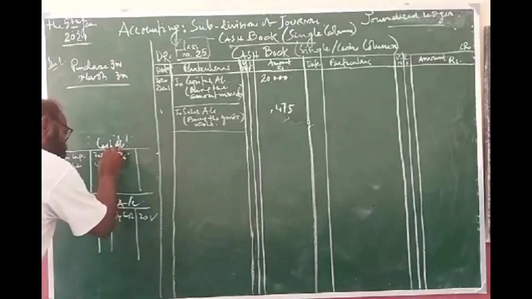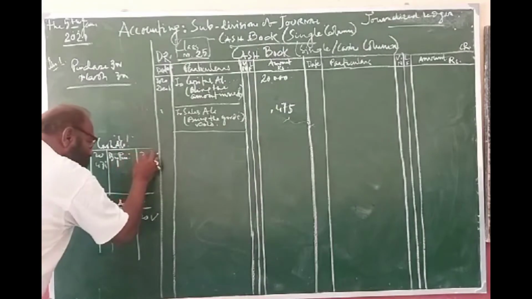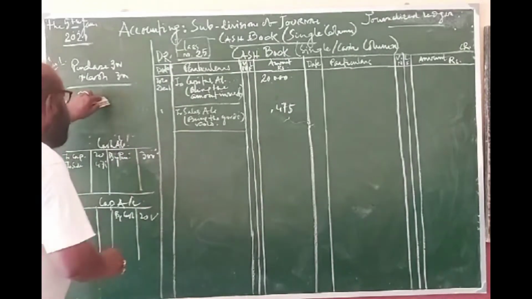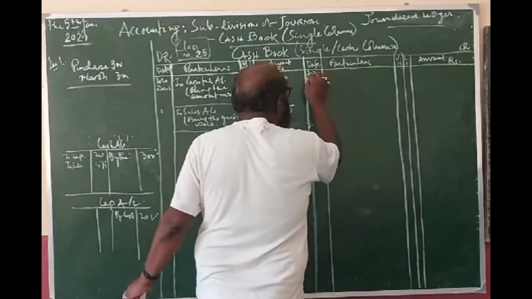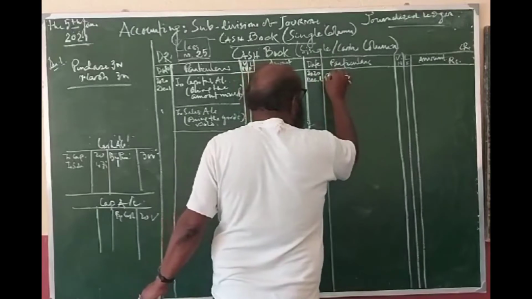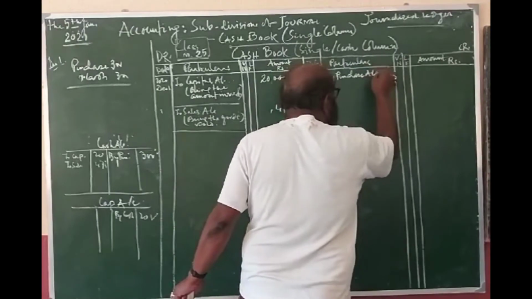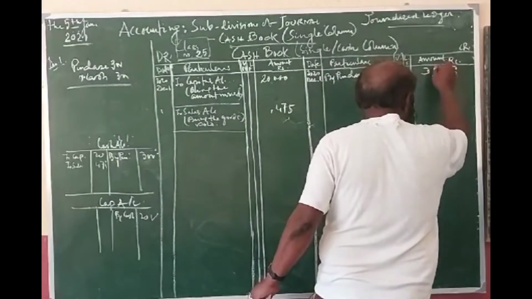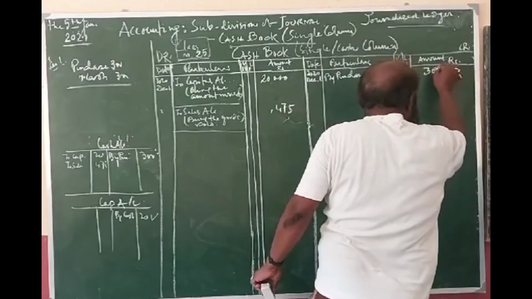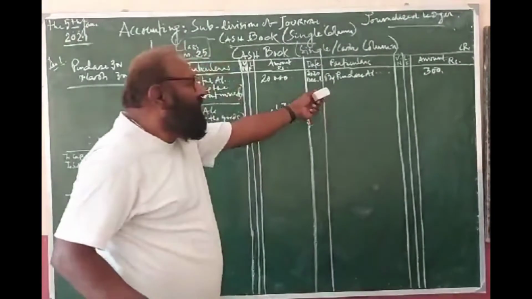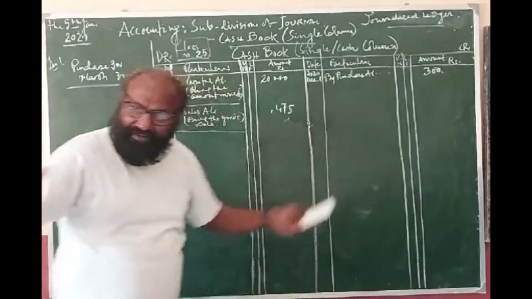Now here in the cash book, in the cash account, what do we write? By purchase 300. Clear? And in the purchase account, we should write cash. And in the cash book, what will I write? By purchase. So what would be the narration? The purchase of goods in cash. Clear? Understood?